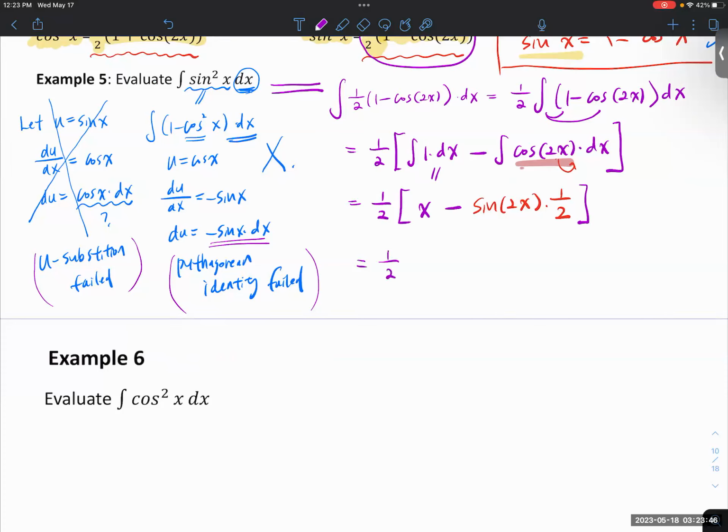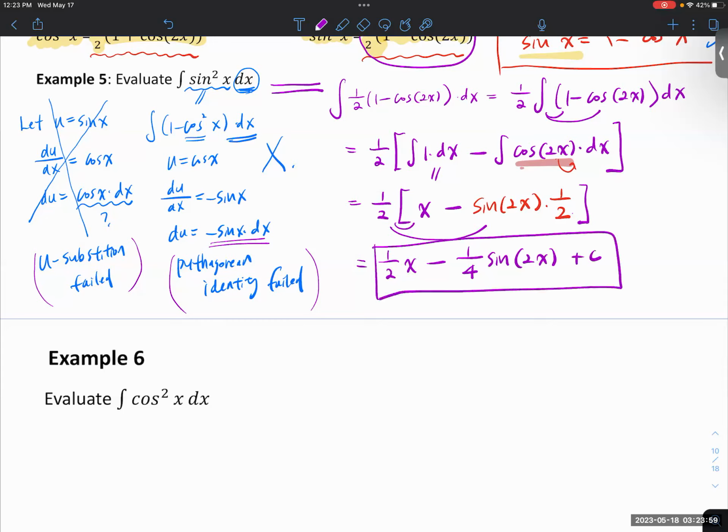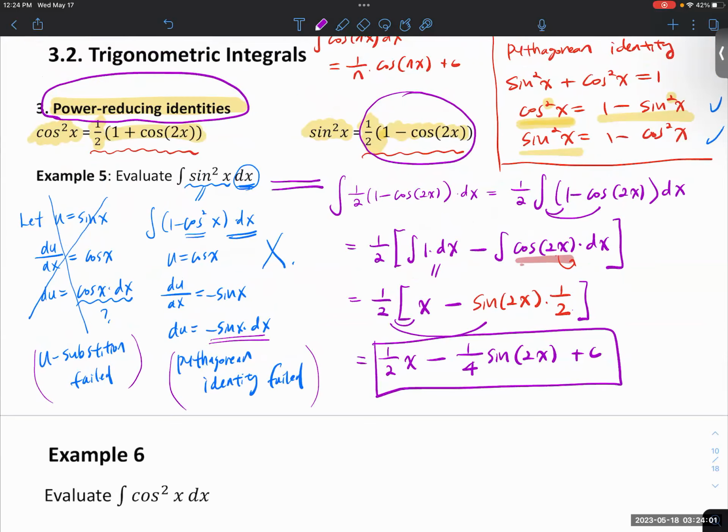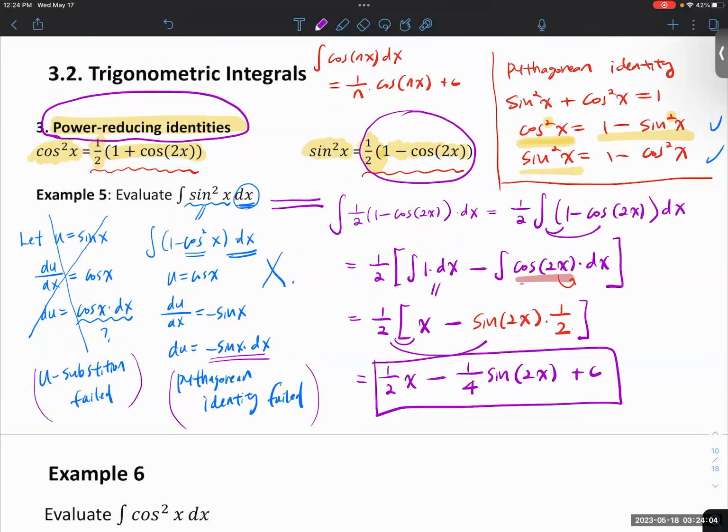So 1 over 2 x. Now, using the distributive property, minus 1 over 2 times 1 over 2, which is 1 over 4 sine 2x, plus c. Then you can solve it by using the power reducing identity, because we observed that substitution and the Pythagorean identity fail. So using another identity, the one for cosine squared x, is going to be helpful. So in 3.2, we are introducing a couple of identities.